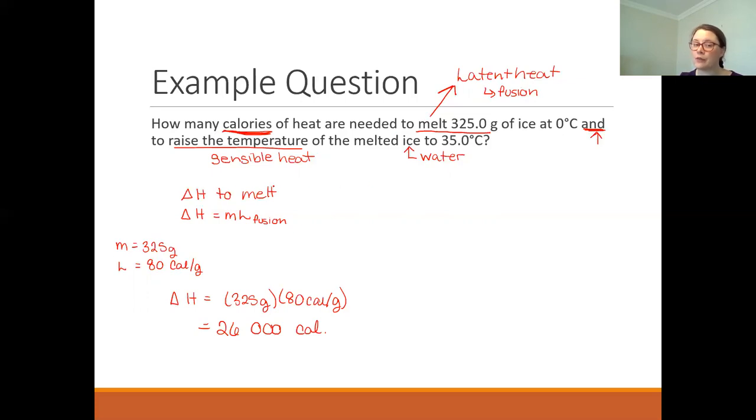All right, so we just have the first part of the question, okay? So delta H to melt our ice. That's part one.